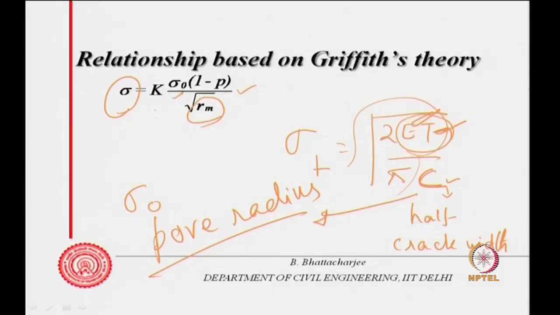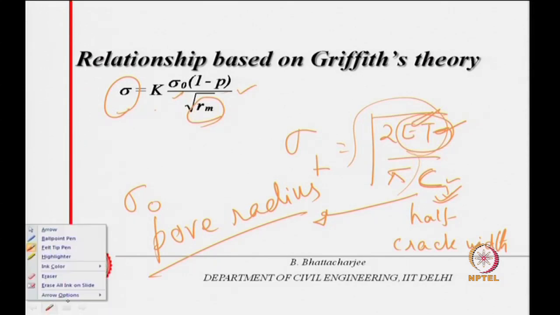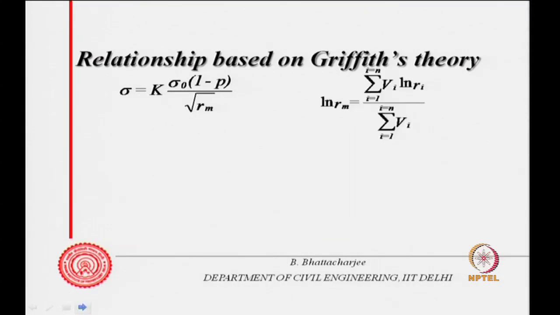R m is a measure of some kind of mean pore size. This tells us that strength would be inversely proportional to the pore size. So, simple relationships of this kind were tried out, and this is called the average pore size, or mean distribution radius, where V I is the volume of pores corresponding to R I radius. This is the sum total of all volume of pores, and this is logarithmic, ln R I. So, it is the mean logarithmic pore radius, because pore radius varies on a logarithmic scale.